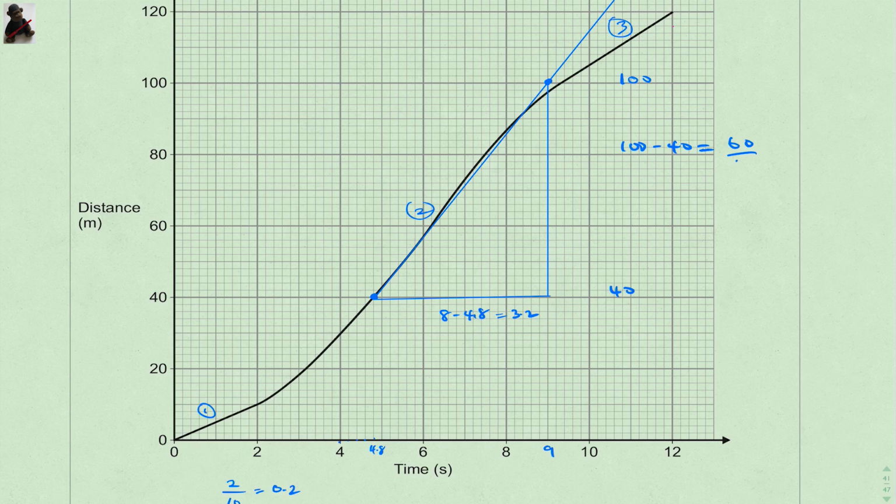So 60 divided by 3.2. So if I go 60 divided by 3.2, I get 18.75. So that will be my gradient at 6. So I draw a tangent at 6. And from there, I get my gradient. It happens to be 18.75.